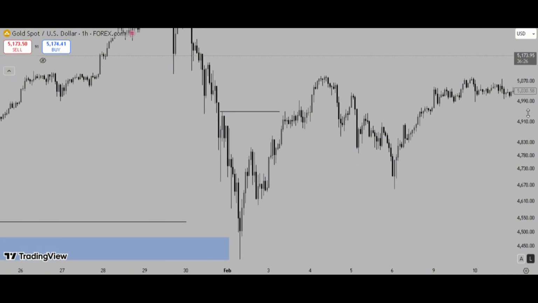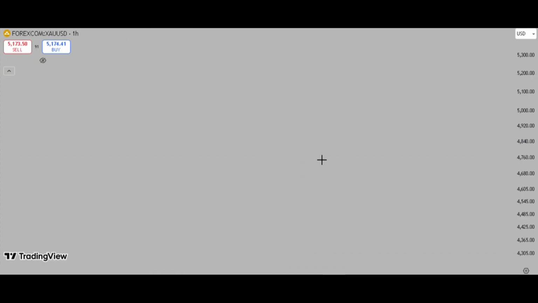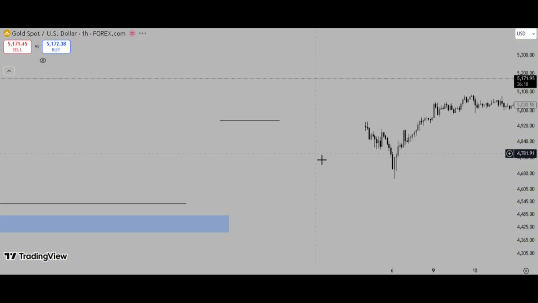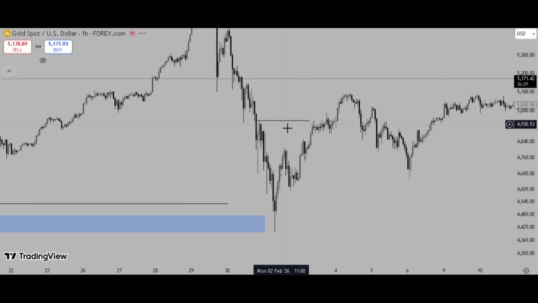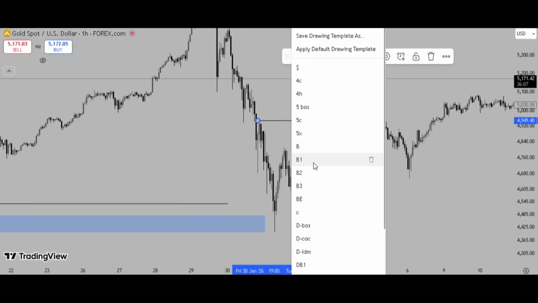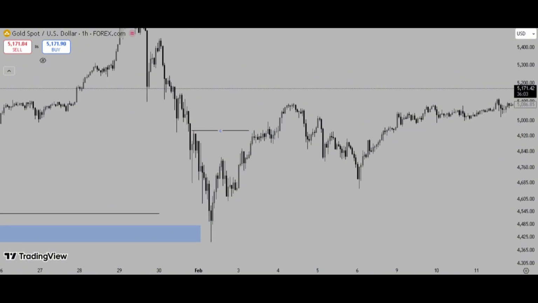So we had a change of character here, and then what are we supposed to look out for next? Hold on, please. Okay, my network is up. So what are we supposed to look out for if this is a change of character for us?